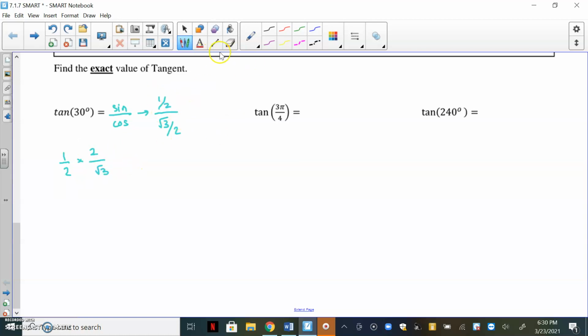Right, and maybe I should rewrite this in a more easy to understand way. 1/2 divided by root 3 over 2. Okay, so it makes more sense here. I'm keeping the first one the same, changing the division to multiplication, and I'm flipping the second fraction. So now, multiplication is pretty nifty because you could just multiply across. So 1 times 2 is 2, 2 times root 3 is just 2 root 3.